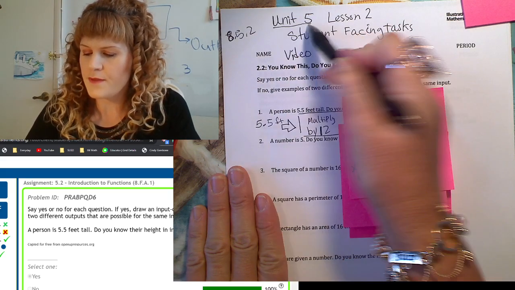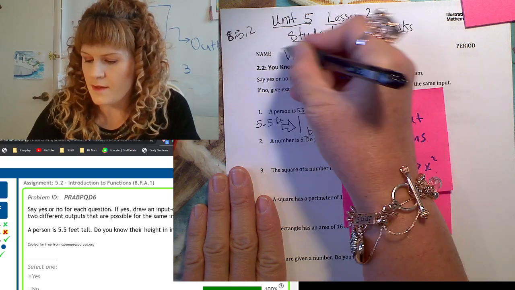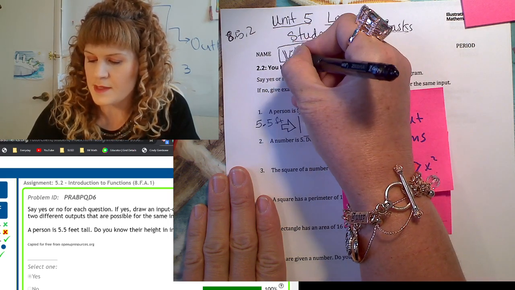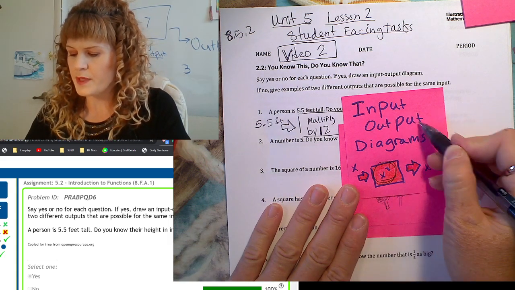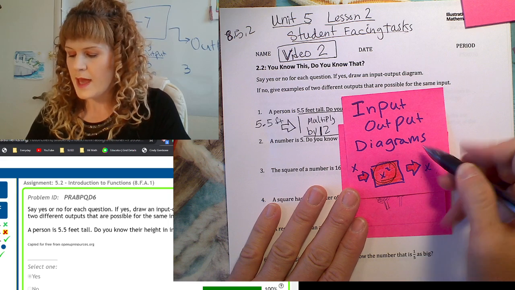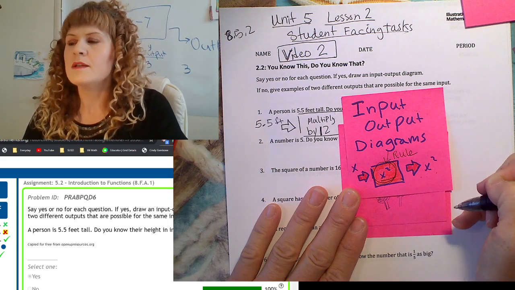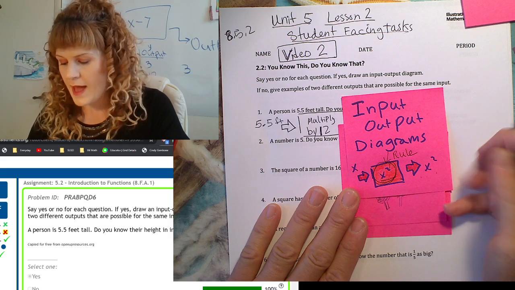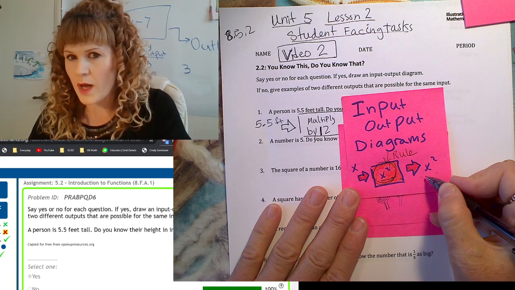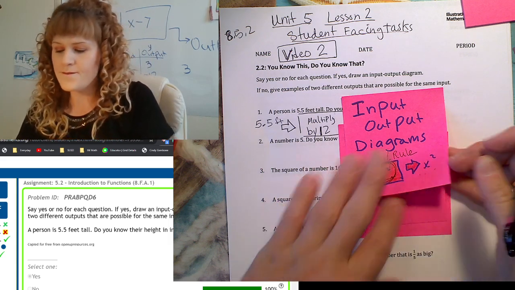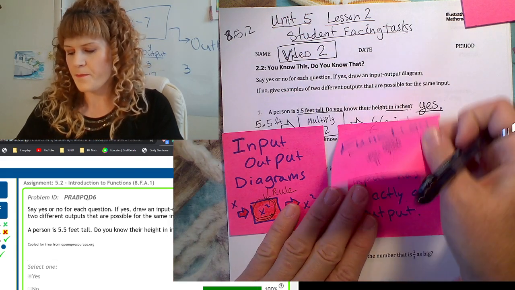Remember, this is Unit 5, Lesson 2, Student-Facing Tasks, and this is Video 2 for the same assignment. I want to remind you that we have learned input-output diagrams, and inside the box is the input-output rule. Now, you're going to learn that if the input-output rule gives exactly one output, we're going to call it a function. Now you are learning functions.